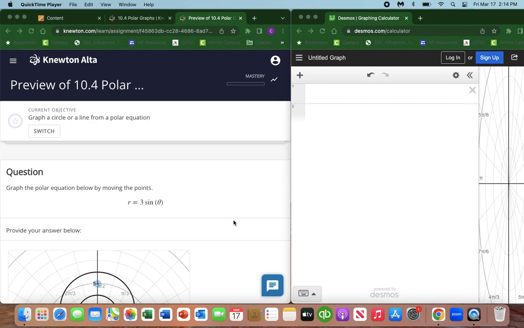I'm going to work on the 10.4 polar graphs assignment, and I'm actually going to just do two problems from each objective, all in one take, just because I think it'll be a little easier to do. So we're going to start with the first objective. And it says graph a circle or a line from a polar equation.